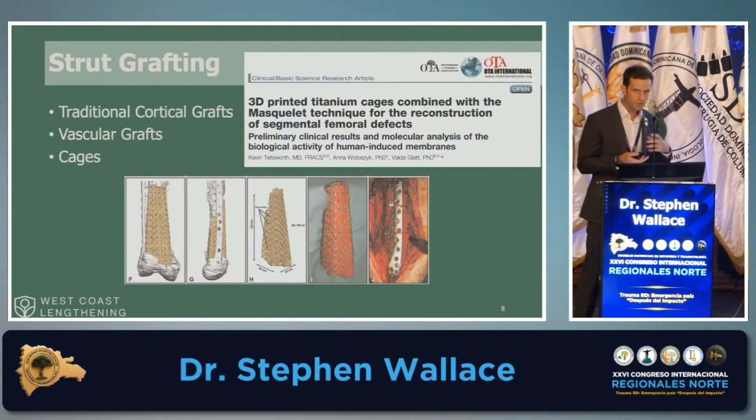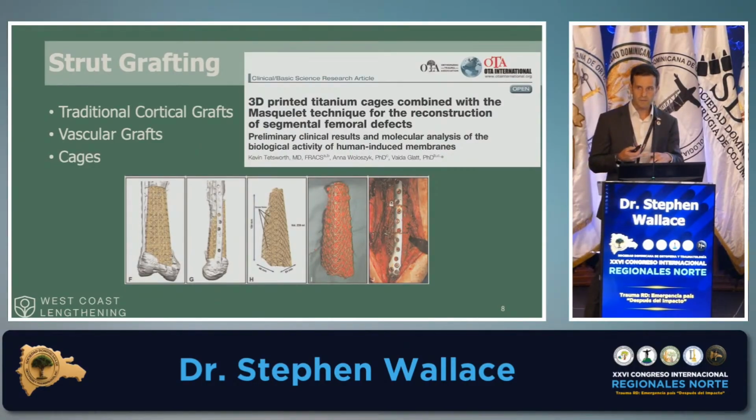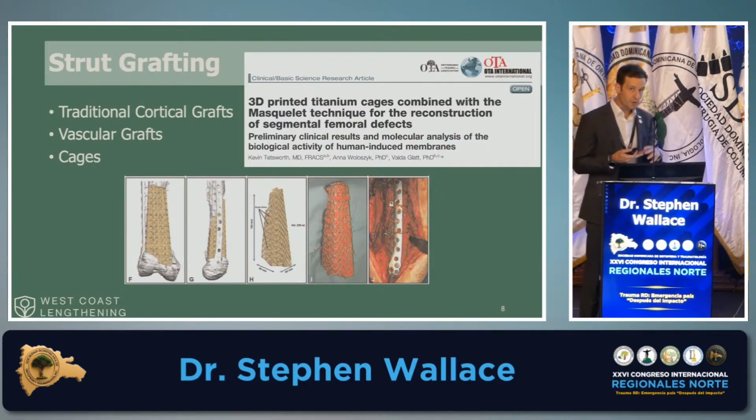Stark grafting, just to go through all the options, is traditionally cortical grafts taken from a cadaver bone. Better is likely a vascular graft if you have access to that. It would be like a free fibula vascularized graft. And then now people are 3D printing titanium cages, which graft can go inside. So there are some new up-and-coming strategies to do that, and I think there are some advantages of that, but in the correct patient.